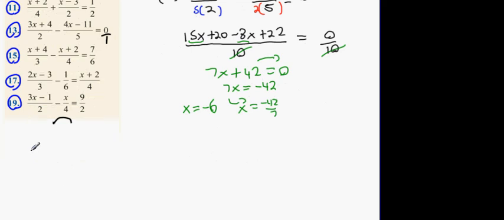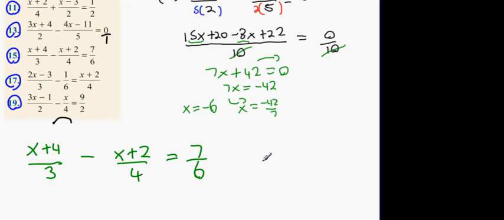Okay, now x plus 4 over 3 minus x plus 2 over 4 equals 7 over 6. Okay, now what's happening next, guys, is which one's the biggest denominator? 6. So count up in 6s. Does 4 divide into that? No. What about 12? Yes. And 3? Yes. Okay, perfect, okay.